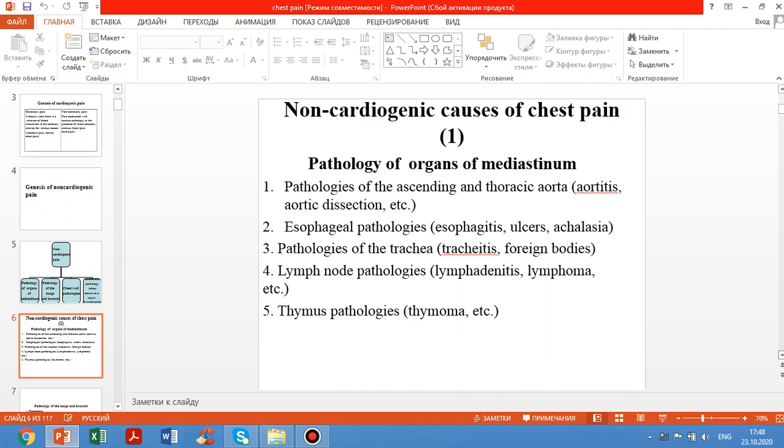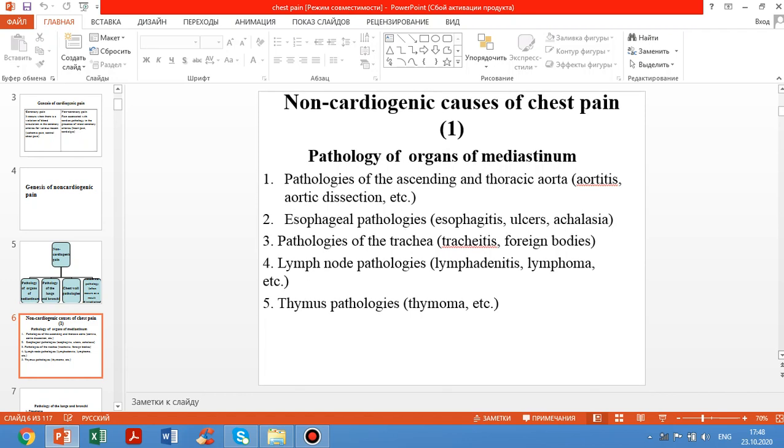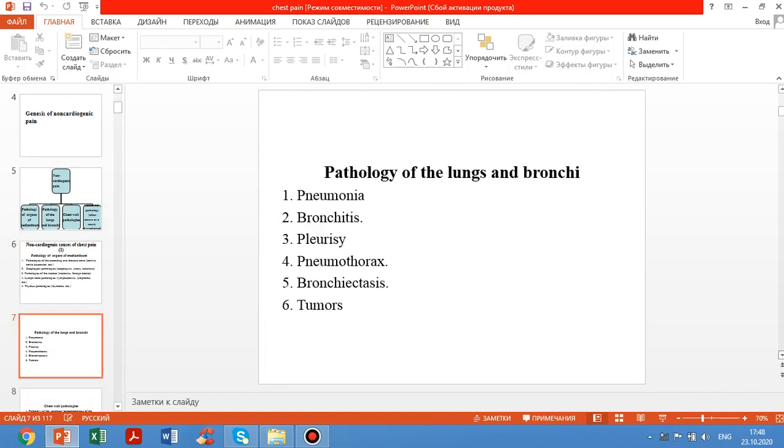Lymph node pathologies, lymphoma, lymphadenitis. Thymus pathologies like thymoma. Pathology of the lung and bronchi, such as pneumonia, bronchitis, pleurisy, pneumothorax, bronchiectasis, and tumors.